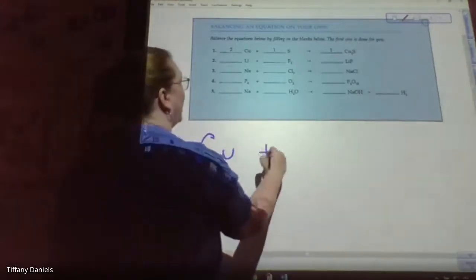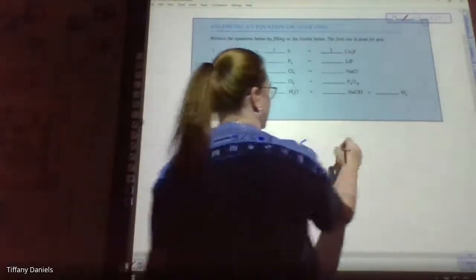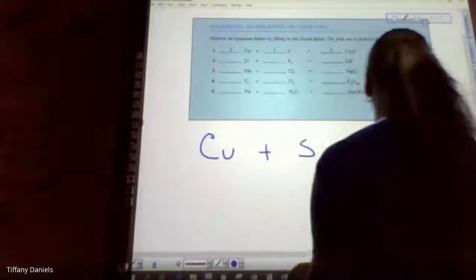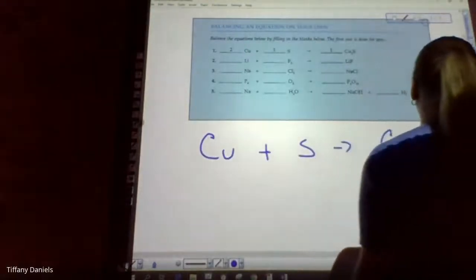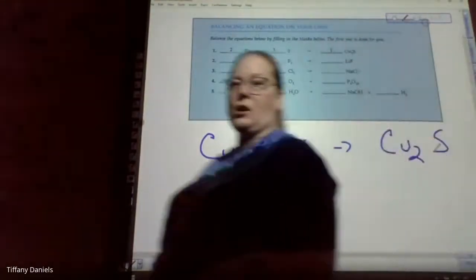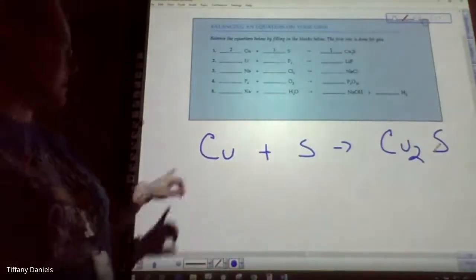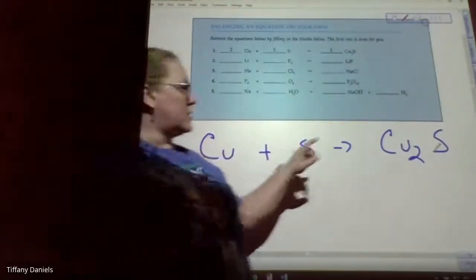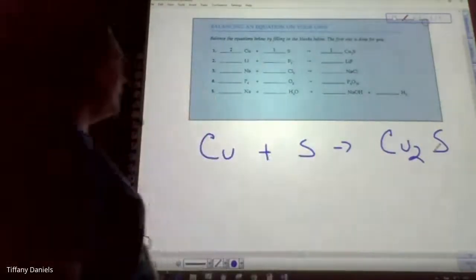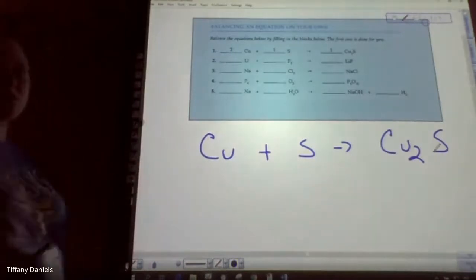Cu plus S yields. Now you'll notice this is a synthesis reaction because we start off with two separate things that become a new thing. So the next thing you do is you do your accounting.